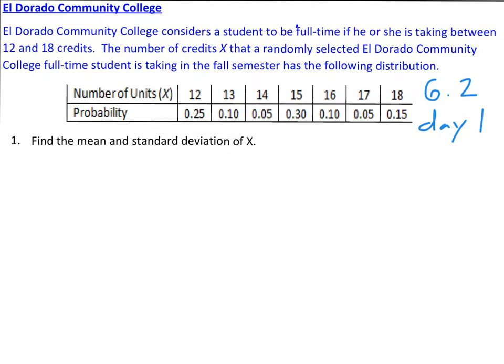So far what we have is just how many credits students are taking, and then the frequency of students that are taking that many credits. So real quick, let's get a mean and a standard deviation. Again, I'm going to kind of show you the work. Not really.